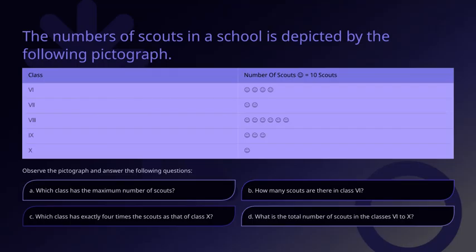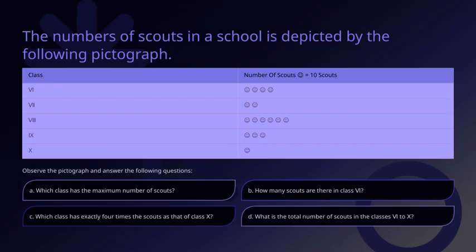Let's take a closer look at this pictograph that shows the number of scouts in different classes. Each smiley face represents 10 scouts, which makes it easy to visualize and compare the numbers across classes. First, identifying the class with the maximum number of scouts is straightforward. We can see that class VIII has 6 smiley faces, meaning it has 60 scouts, which is the highest among all the classes.